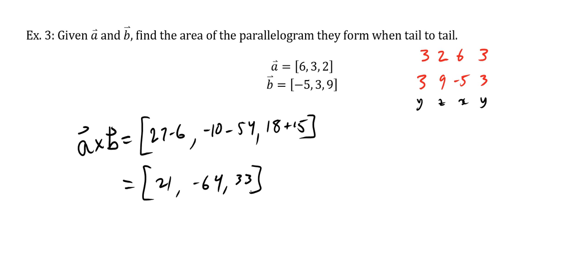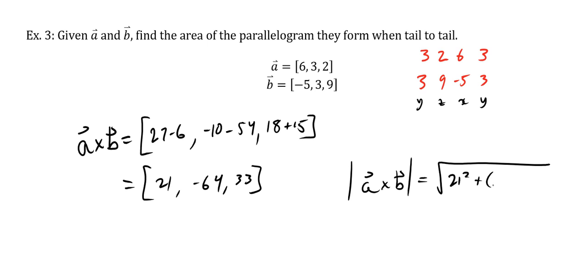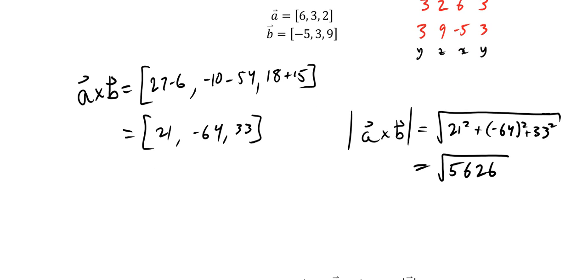Okay. And so now if I want to find the area of the parallelogram, what am I going to do? Very nice. So the magnitude of A cross B is equal to the square root of 21 squared plus negative 64 squared plus 33 squared. And that works out to about the square root of 5,626, I think. Is that right? Thank you. Therefore, the area of the parallelogram is such and such.